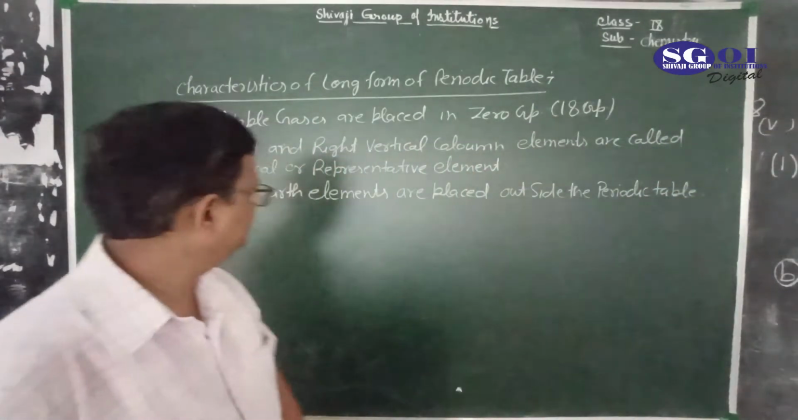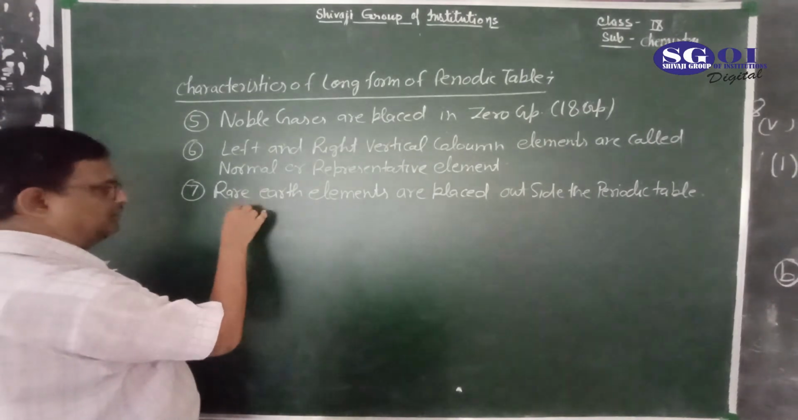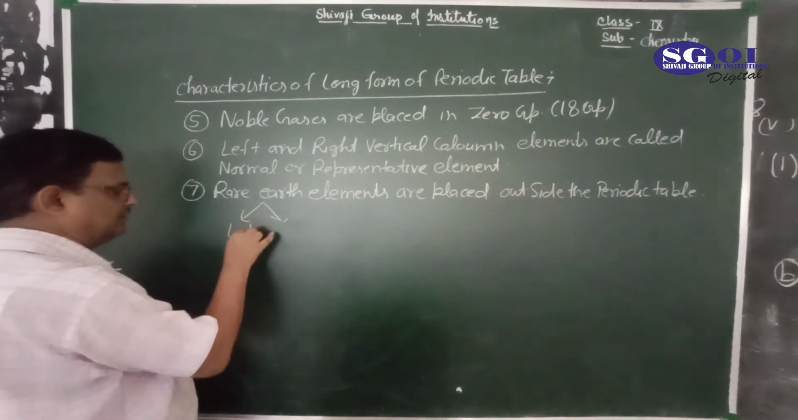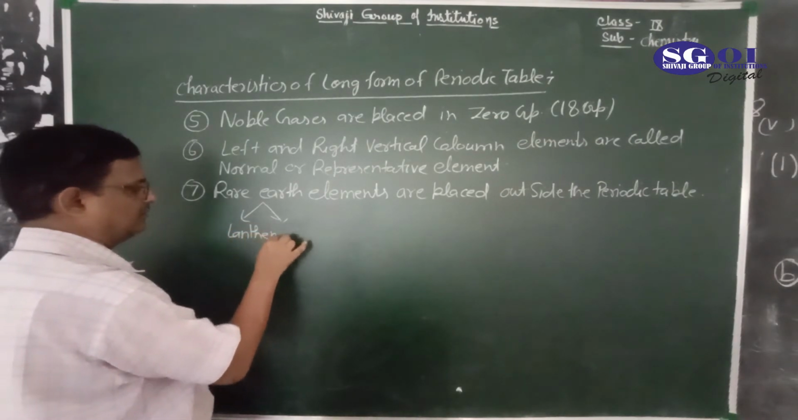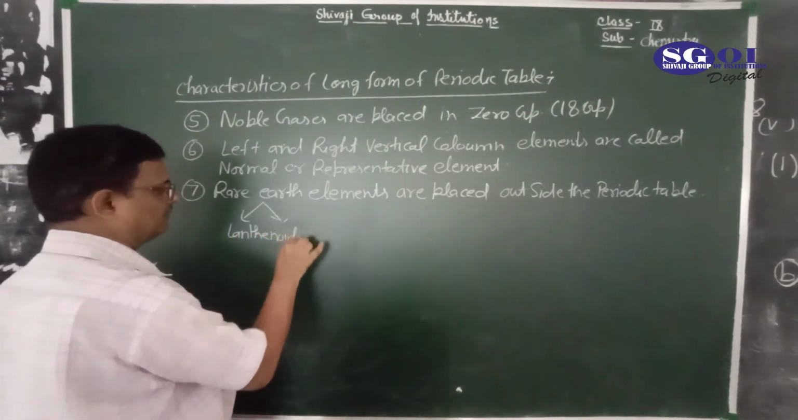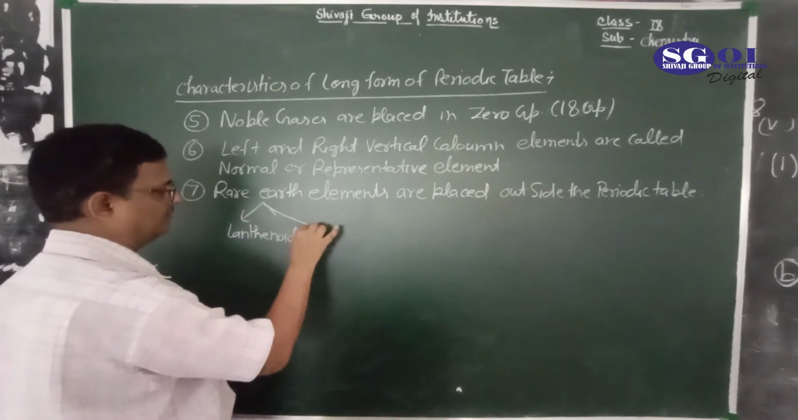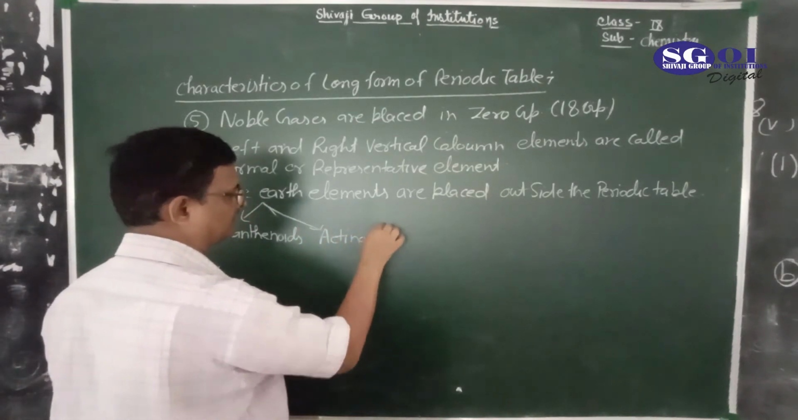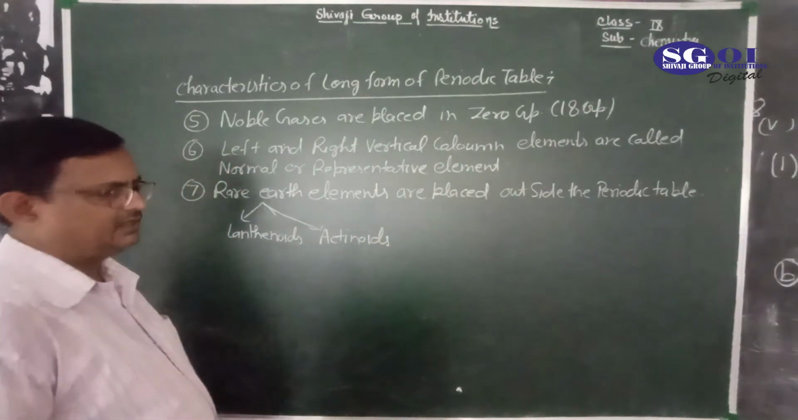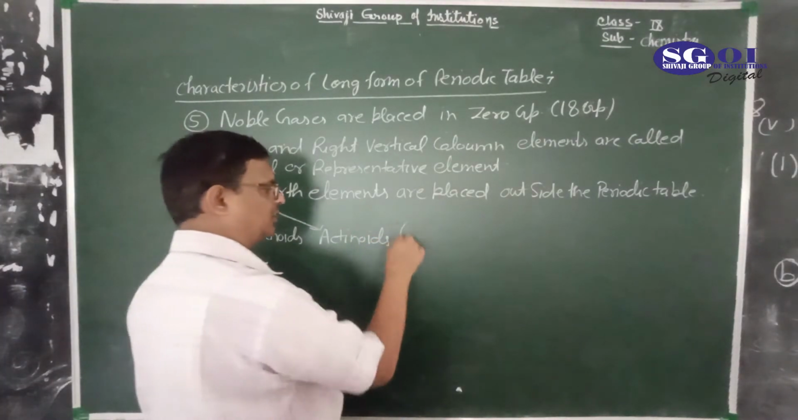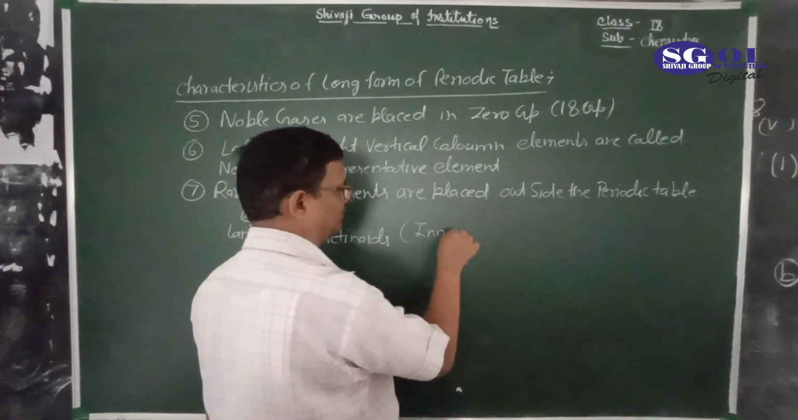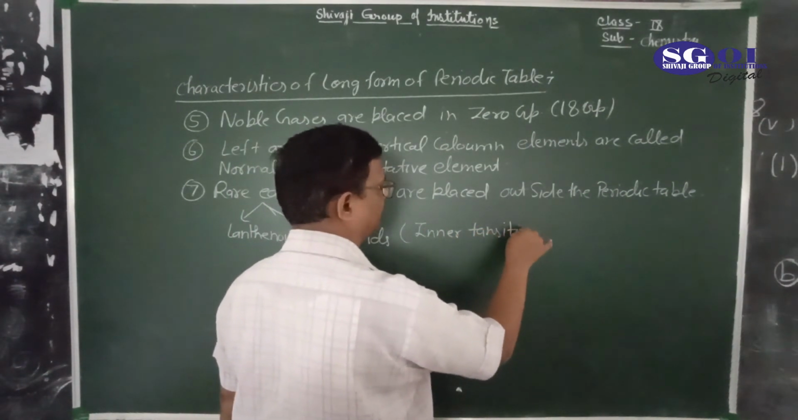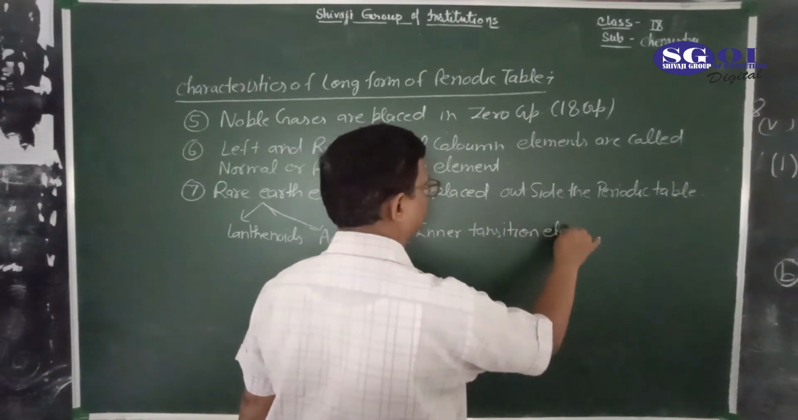Rare earth elements, which ones? There are 2, lanthanoids and actinoids. These are called inner transition elements. Commonly these are called inner transition elements.